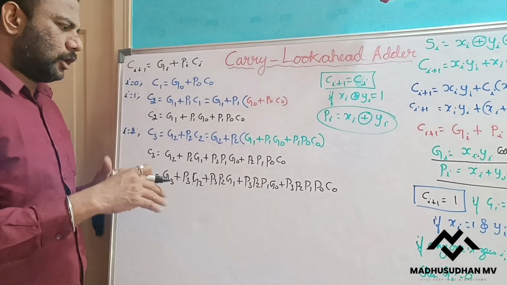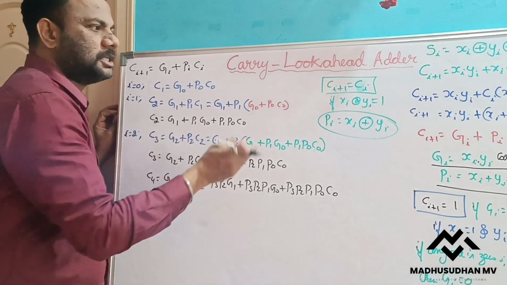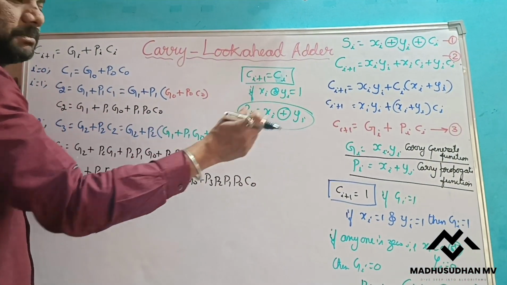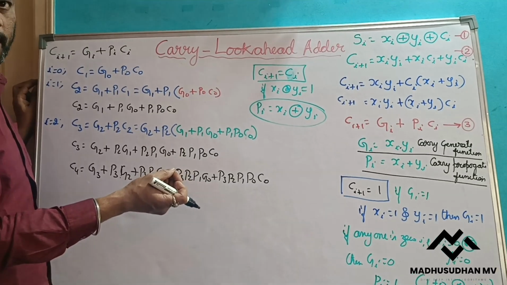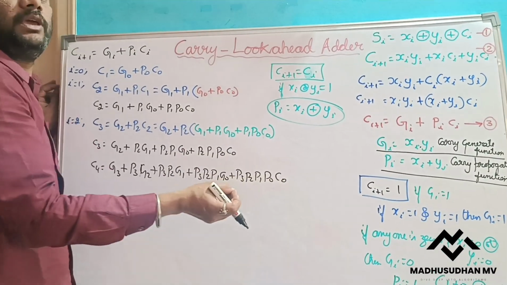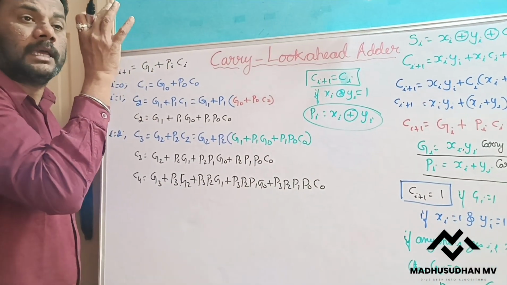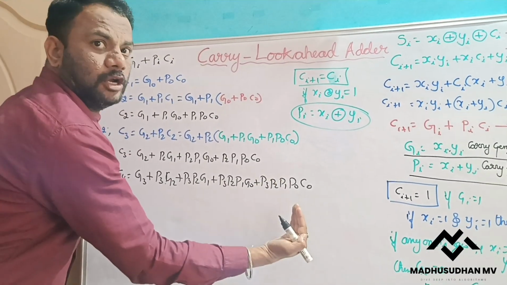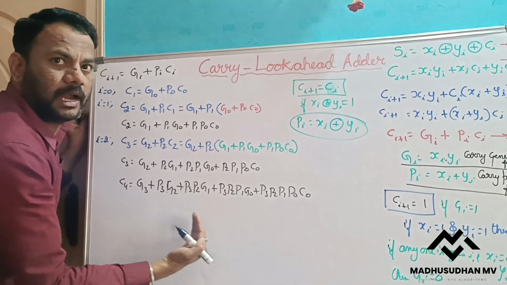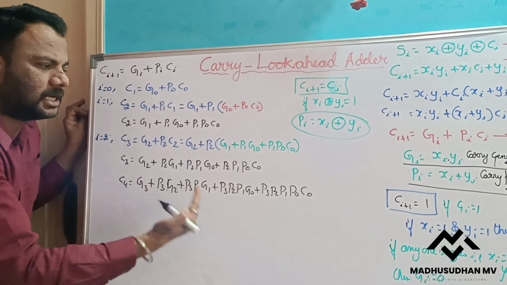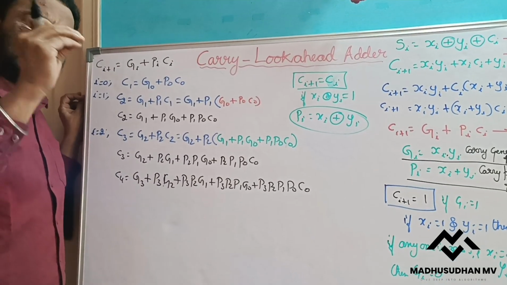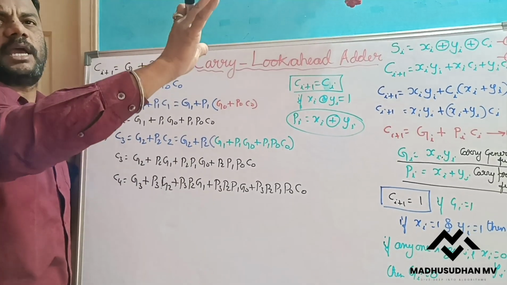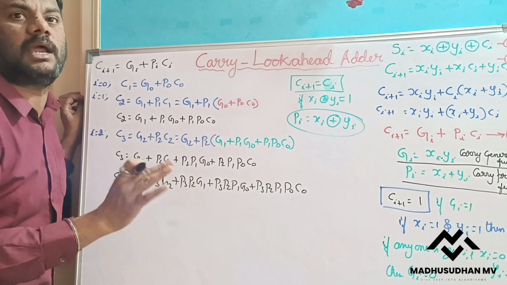That means if I know G0, P0, G0 means what? G0 is equal to X0 into Y0, G1 is equal to X1 into Y1. That means if I know the Xi and Yi bits and the initial carry, we can generate the carry bit at any stage at the same time. Previously in the ripple carry adder it is 2 gate delay, 4 gate, 6 gate delay, 8 gate delay, 10 gate. It is increasing. But now with the same 3 gate delays, we can generate all stages' carries at the same time. Parallelly we can add. That's what.